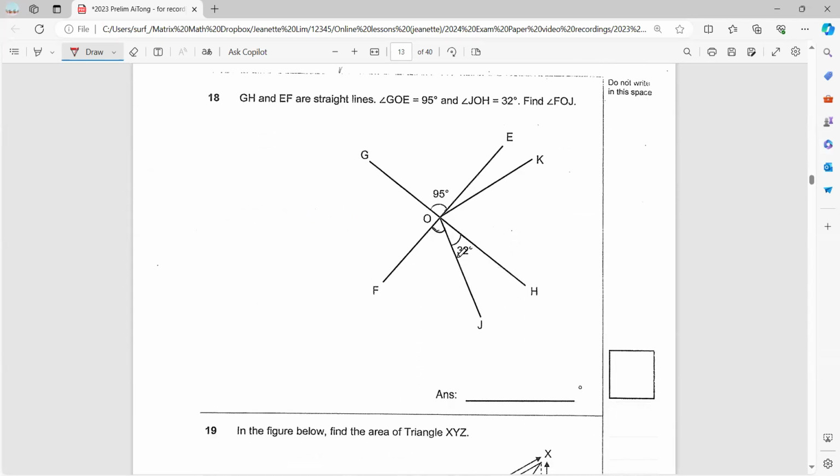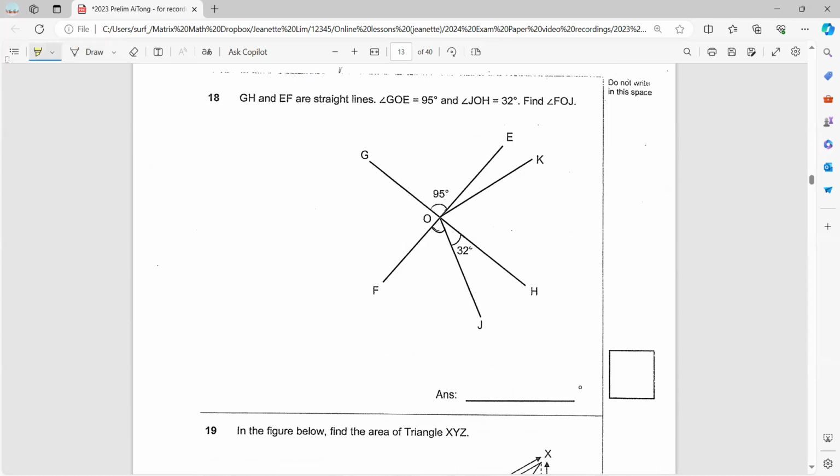Question 18. GH and EF are straight lines. We have 95 degrees, 32 degrees. Find FOJ. So this angle here. Okay, so EG is a straight line.